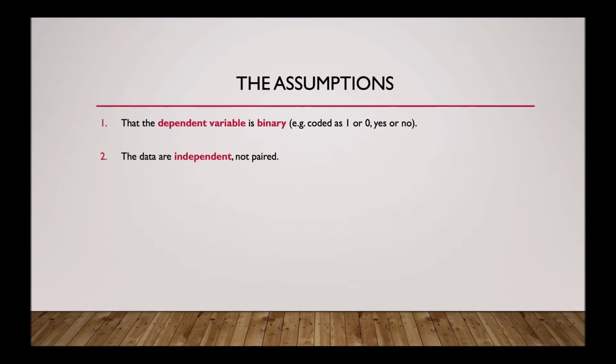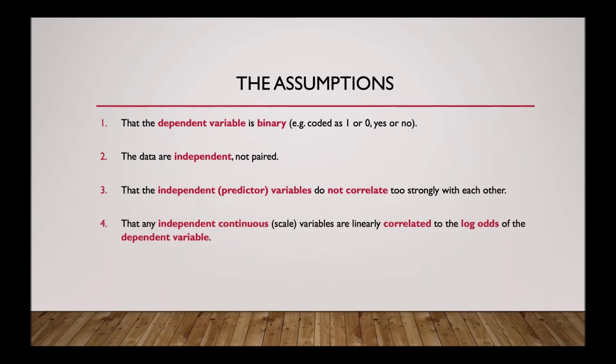The data should be independent and not paired. The independent variables should not correlate too strongly with each other. Any independent continuous variables should be linearly correlated to the log odds of the dependent variable. And finally, there should be no outliers in your data.